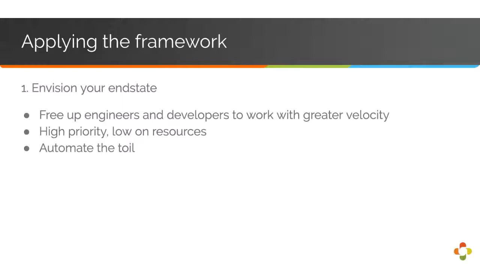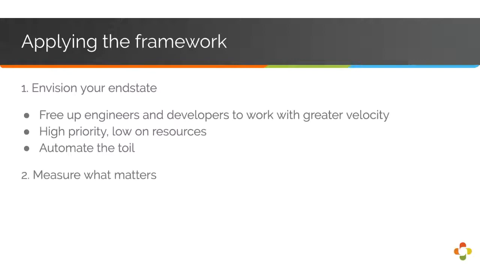Their end state was really focused around freeing up engineers' time from toil. In particular, this one engineer who was their main VMware talent was constantly getting pulled into building these images because he had all of this contextual knowledge around it. This was very high priority for this client, but they were very low on resources, hence the reason they reached out to us. Ultimately what they wanted to do was automate the toil. This is the Google word toil, but basically it means things that you're doing constantly that you should automate because they're low impact to the organization.